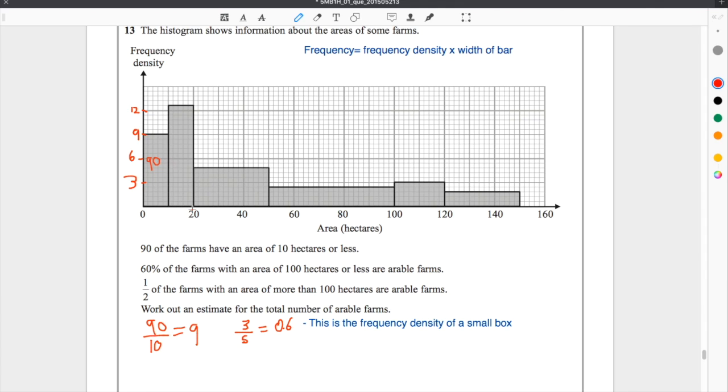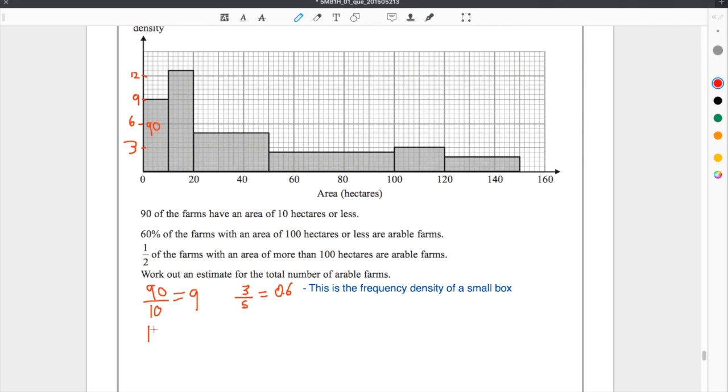Well, the width of this second bar is 10 to 20, which is 10. Multiply that by the height, the frequency density. Here we've got 12, and each little box we've just worked out is 0.6. So we have 12.6 times the width of the bar, which is 10, so 126. So that's 126.